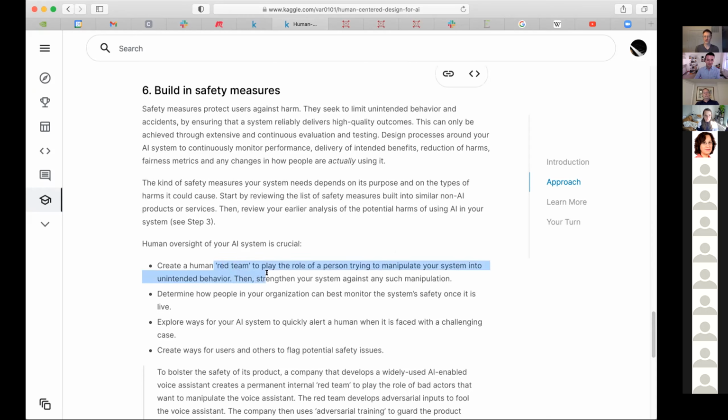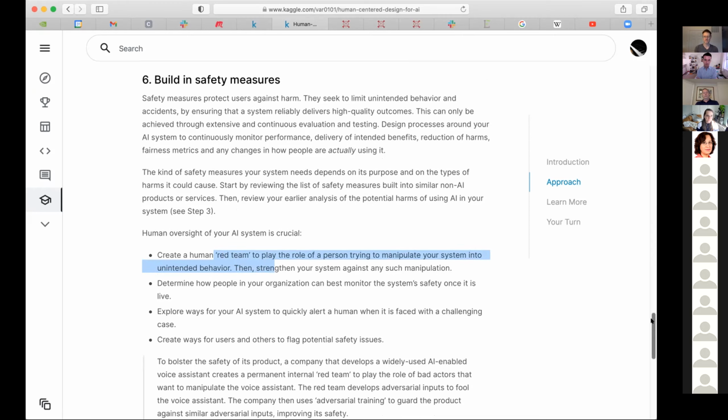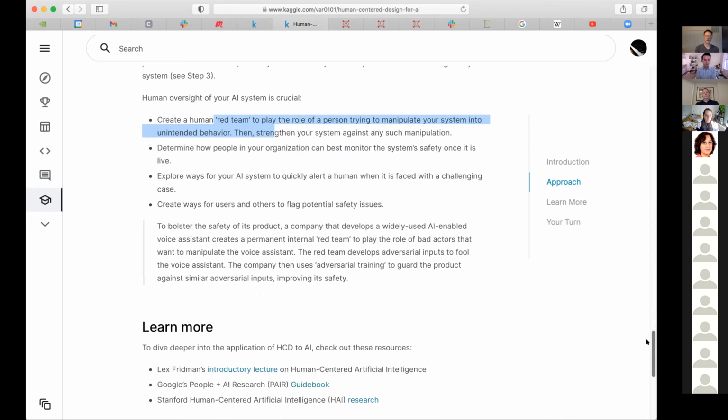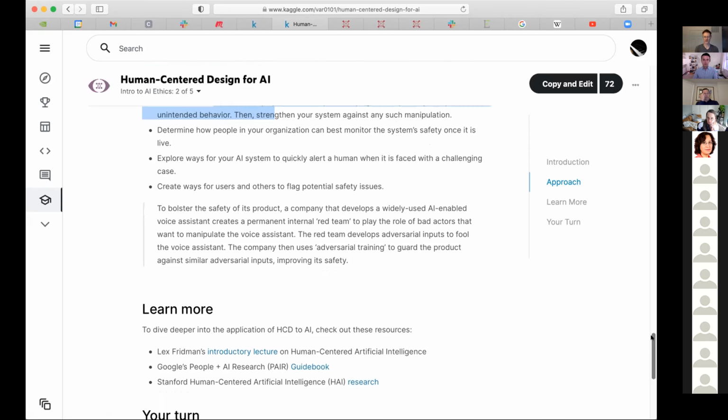Try to think of all the ways in which someone could inadvertently misuse your system or intentionally attack your system to produce undesirable results, and then figure out what countermeasures you can take against such manipulations or occurrences. Determine how people in your organization can best monitor the safety of the system once it is live. That goes back to what we were saying in step 5 about just always having mechanisms for people to provide feedback and ways to observe user experiences.